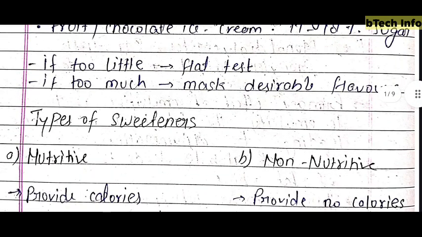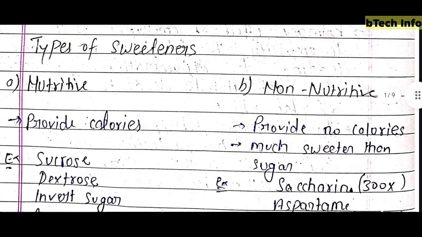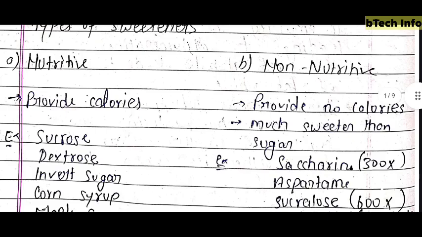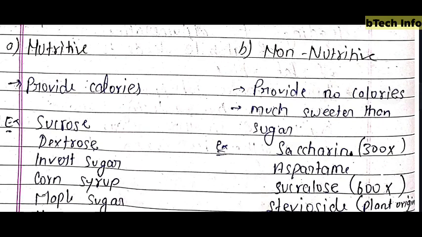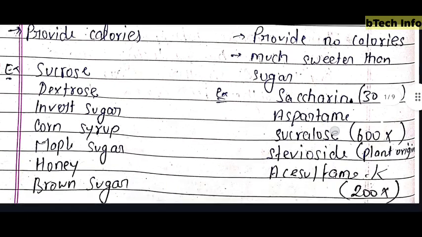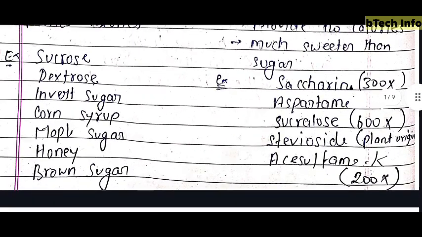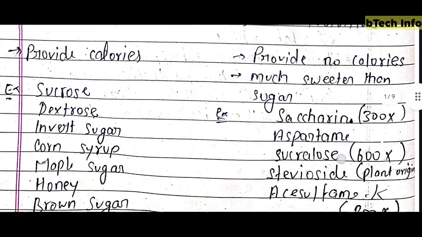So the types of sweeteners: the first one is nutritive and the second one is non-nutritive. What are nutritive sweeteners? They provide calories or energy. Examples are sucrose, dextrose, invert sugar, corn syrup, maple sugar, honey or brown sugar.